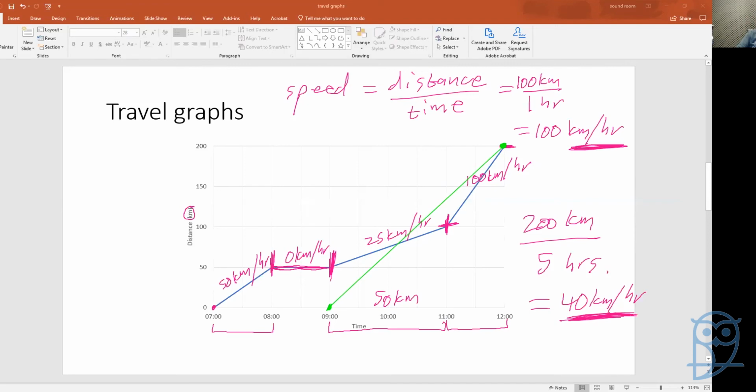And then it says, what's the average speed of the train? Well, they've traveled 200 kilometers. And how long did it take them to travel the 200 kilometers? From 9 a.m. to 12 p.m. is 3 hours. So 200 divided by 3 hours gives me 66.7 kilometers per hour, or 66 2/3.